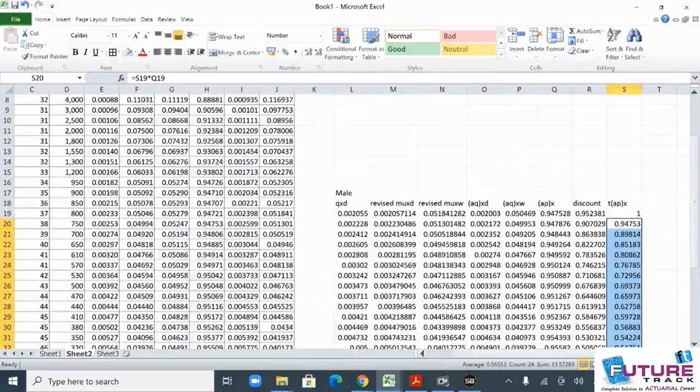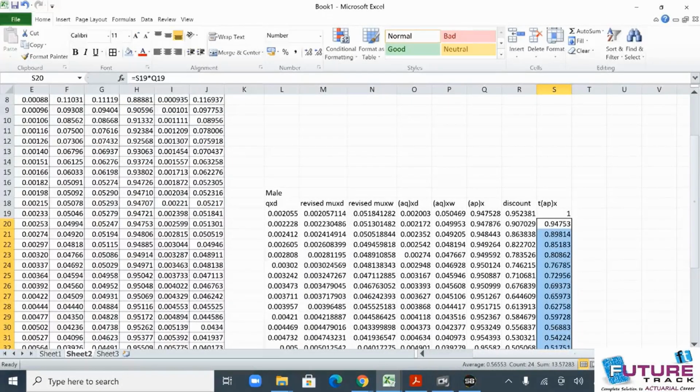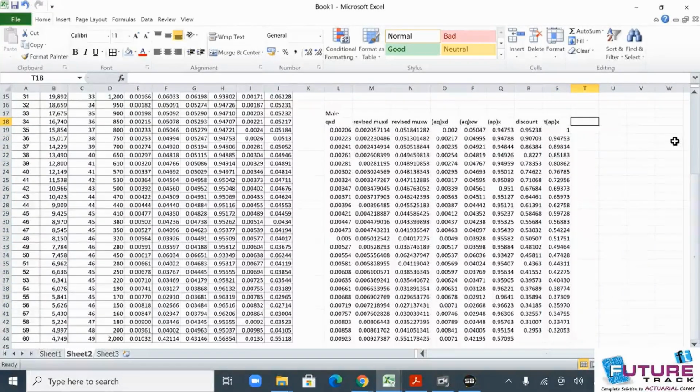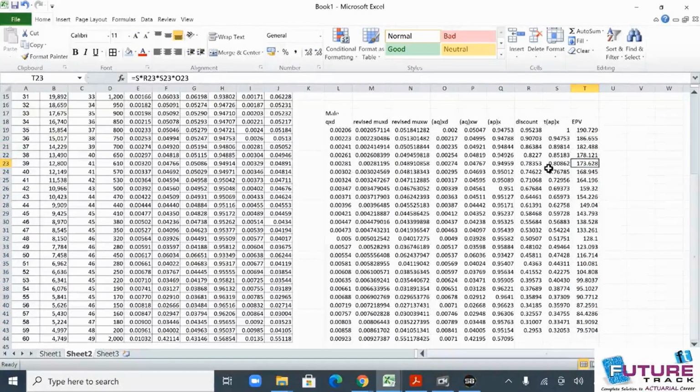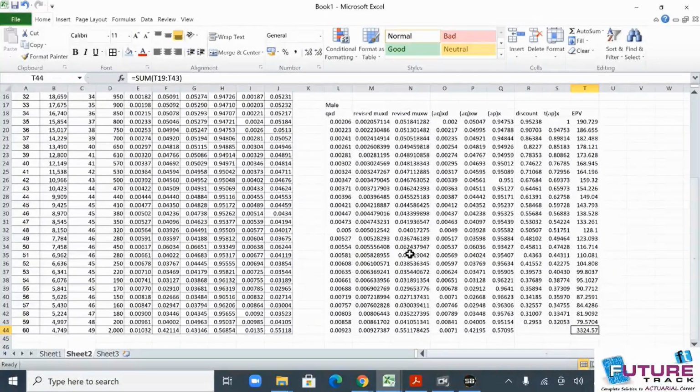Fine. Now we will find class, EPV. So class, EPV is what? Sum assured into discounting factor into tApx into the probability of death. Fine. So select this, control down, class, alt equal to. So class, now the benefit is 3324.57.